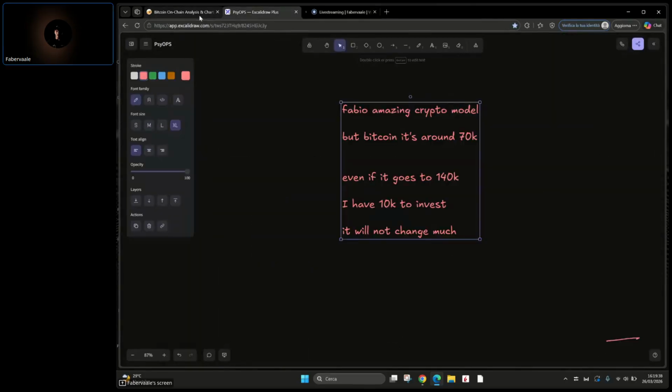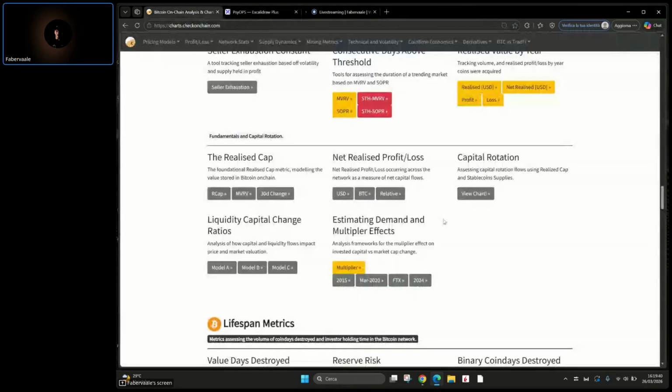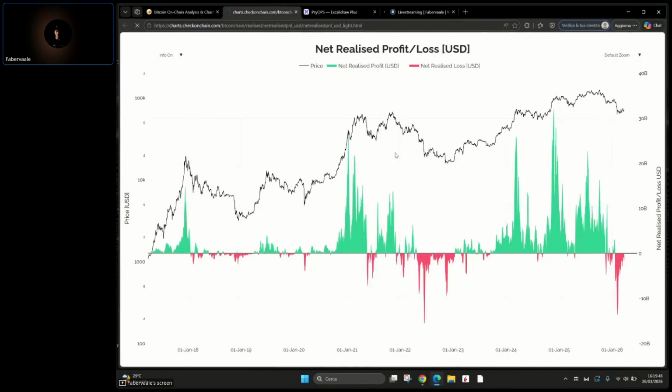Okay, now let's go on the on-chain. The best indicator you can use for it is the net unrealized profit and loss in dollars. Let me open it. Okay. Now, this indicator is really useful because it gives you a flip of the switch. What does it mean, Fabio, flip of the switch?